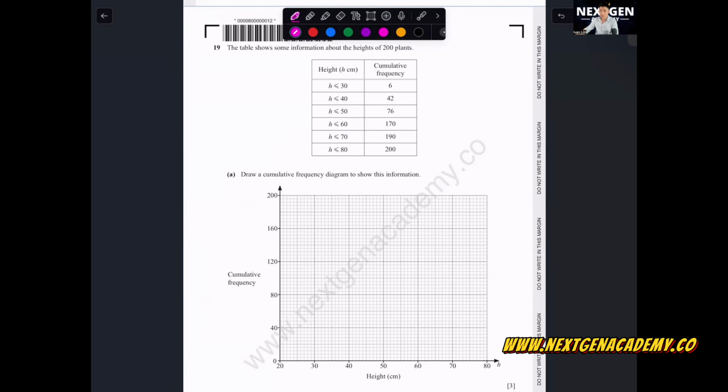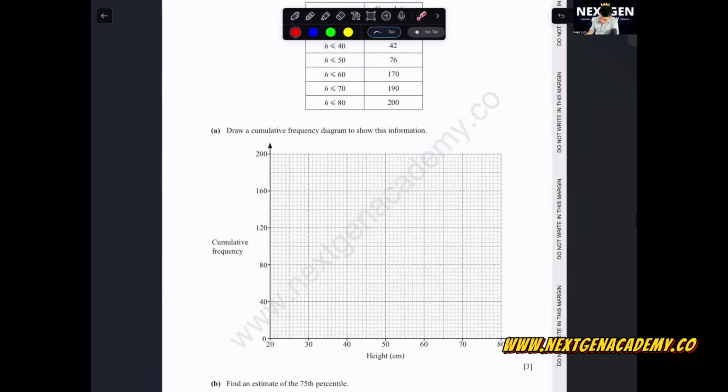Like this one, cumulative frequency. Then later on, you will see the frequency density also. A few of them come out, right? So make sure you know every single one. How to do this cumulative frequency graph? They already gave us all the values here. We just need to plot it over here.